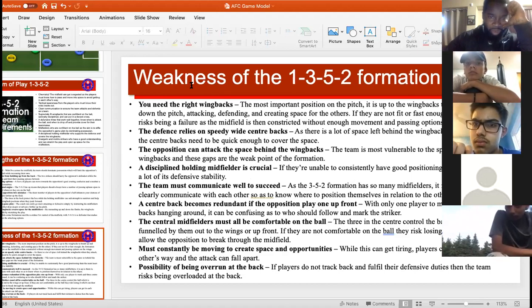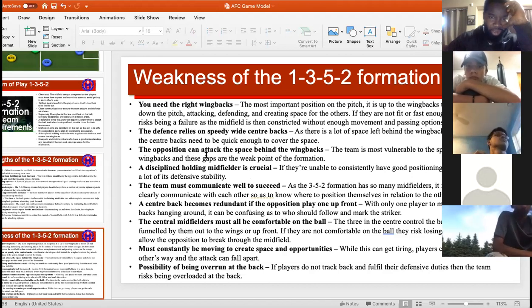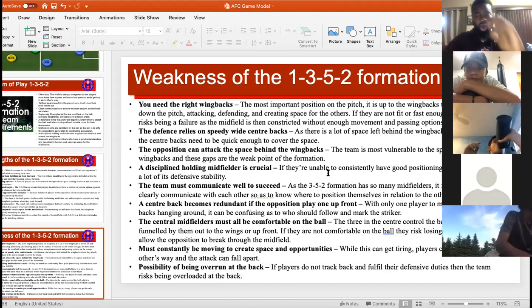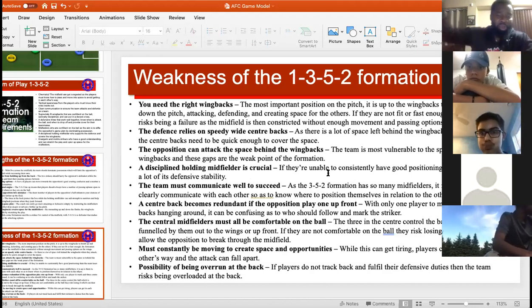Our weakness when we play in our system is that we need to have a wing back that is good. We should have the good player in the good positions. So in our defense, we should rely on speed. Our center backs should have speed. The opposition can attack the space behind us. They're going to have the ability to attack the space behind us.